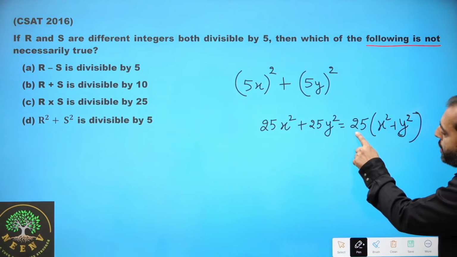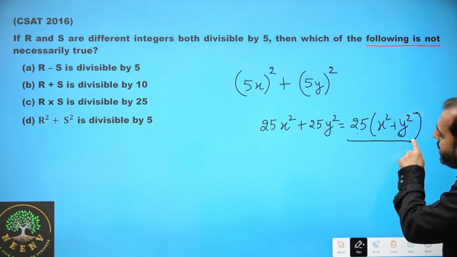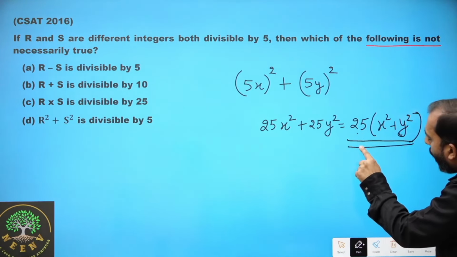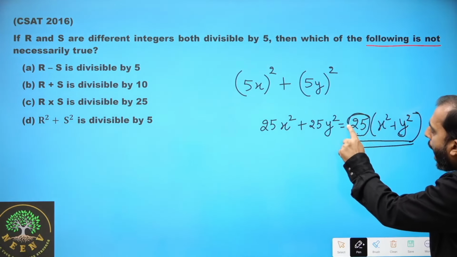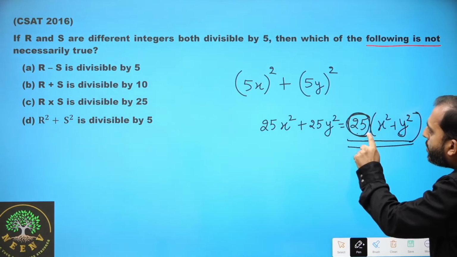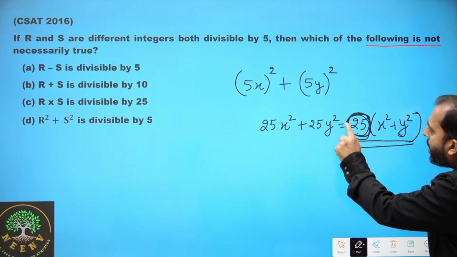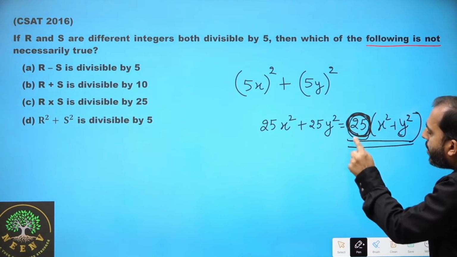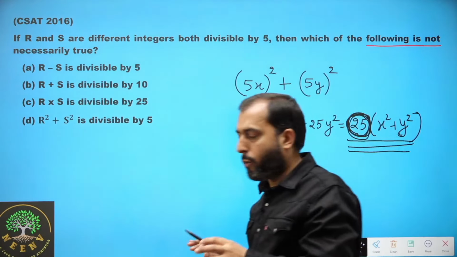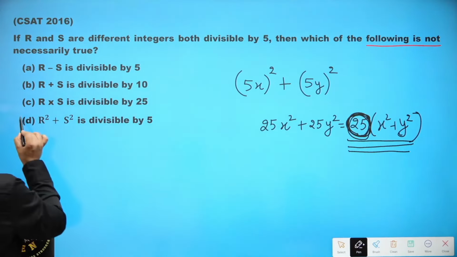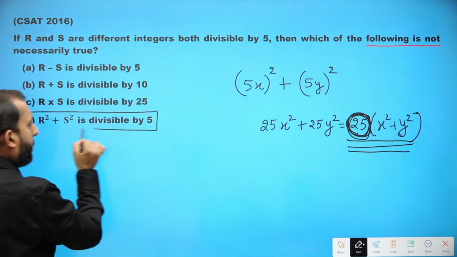So this expression is definitely divisible by 25. Why? Because it is 25 into something. And 25 is also divisible by 5. Hence, this whole expression is divisible by 5 also. So that is why option D is factually correct.